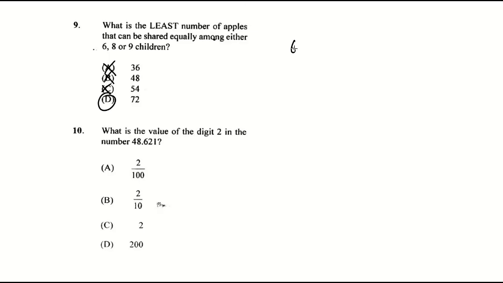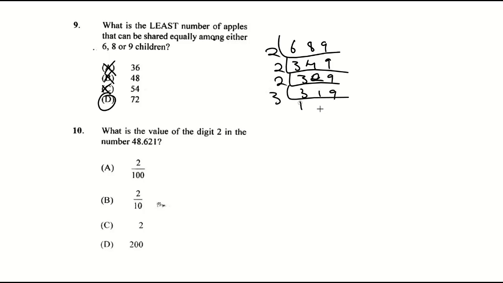But let's try it. 6, 8, 9. You try 2 first. 3, 4, 9. Then you try 2 again. 3, 2, 9. Then 2 again. 3, 1, 9. Then 3, 1, 1, 3. Then 3, 1, 1, 1. 2, 2, 2, that's 8, 8 threes. 8 by 3 is 24. 24 by 3 is 72. So the answer is B.